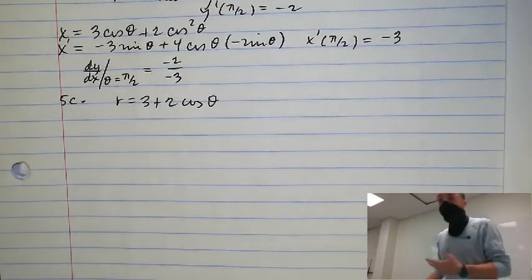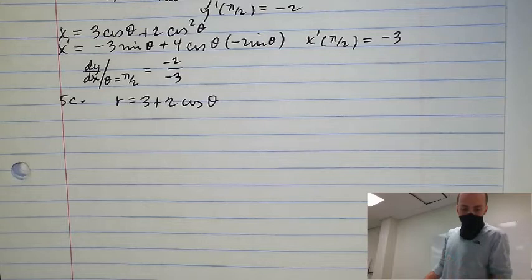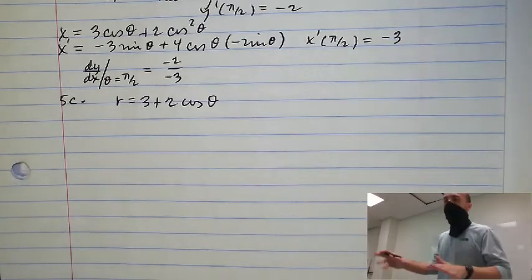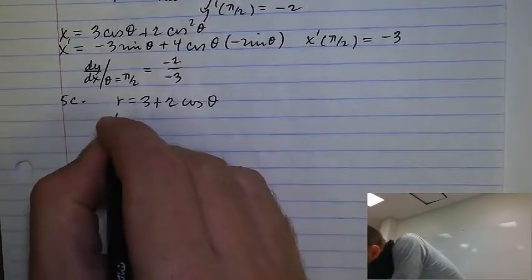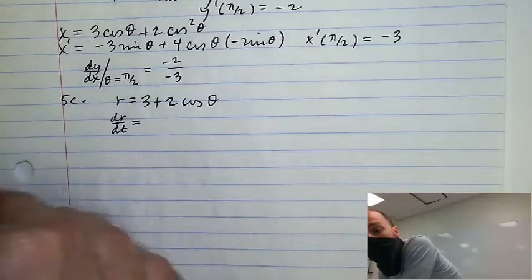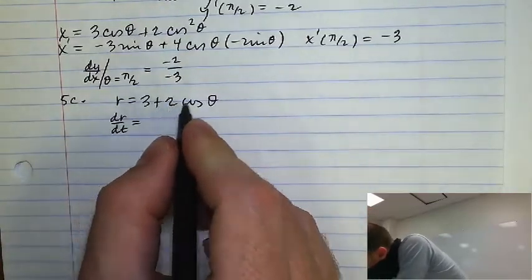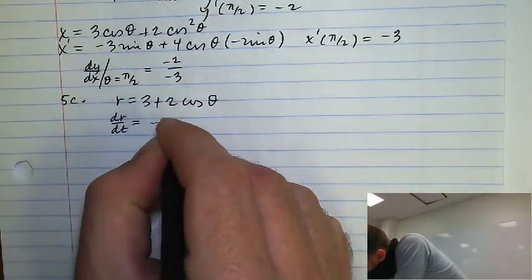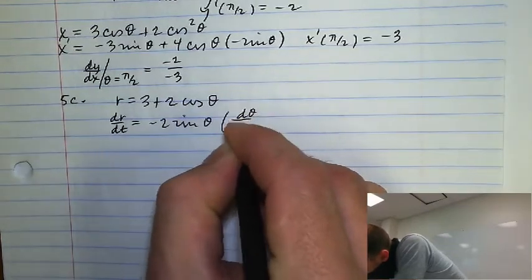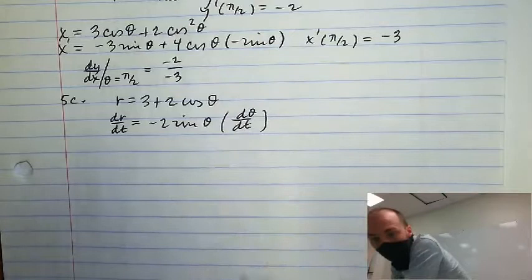Okay. Well, I've got dr/dt. They want me to find d theta/dt, and they're giving me theta. So I've got everything I need, right? I just need to take the derivative with respect to time. So dr/dt, the derivative of 3 with respect to time is still going to be 0, right? And then the derivative of 2 cosine theta is negative 2 sine theta, and theta has its own derivative with respect to time for the chain rule.